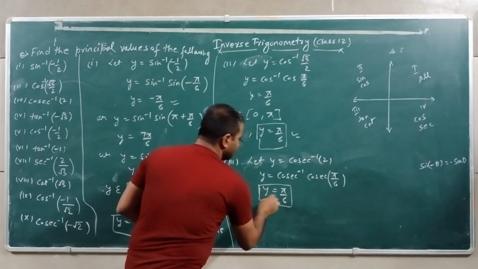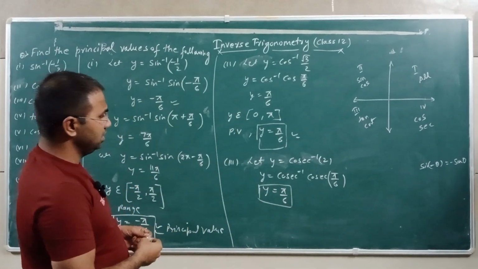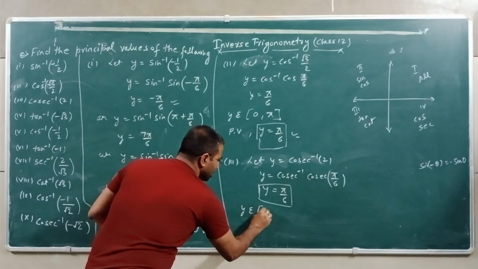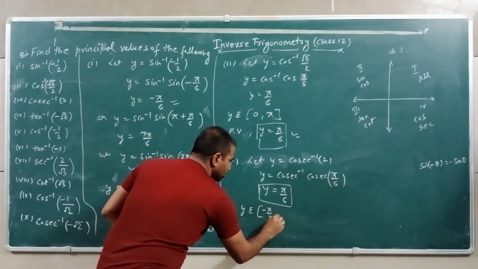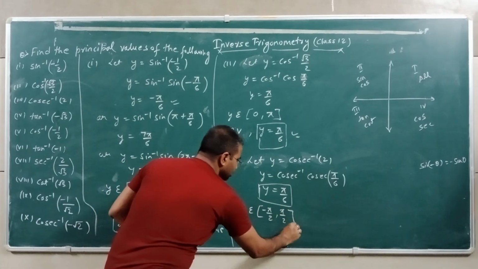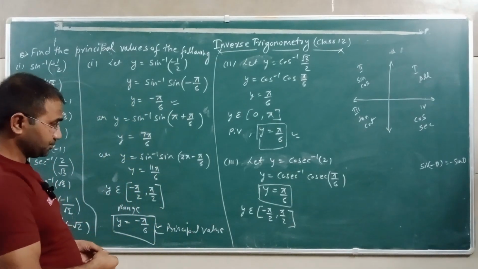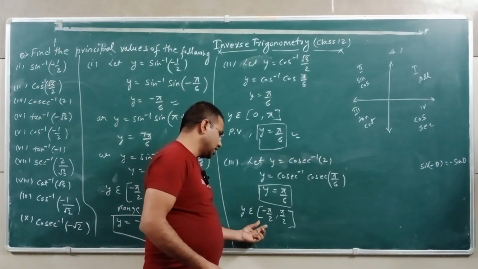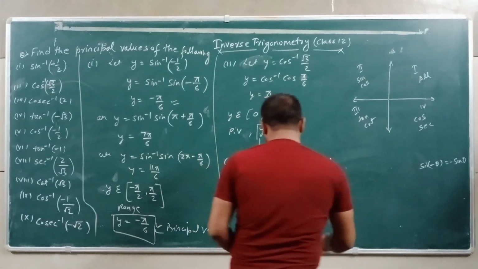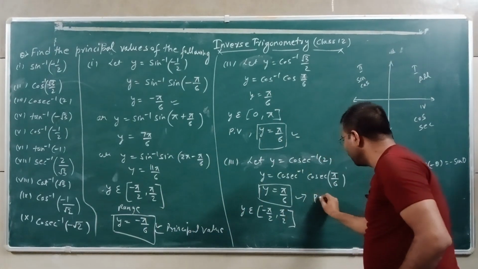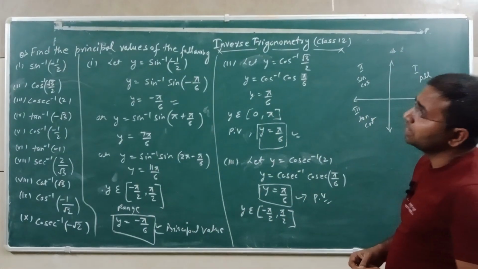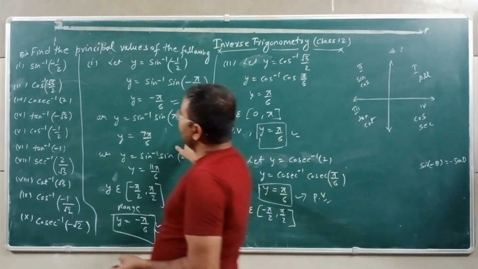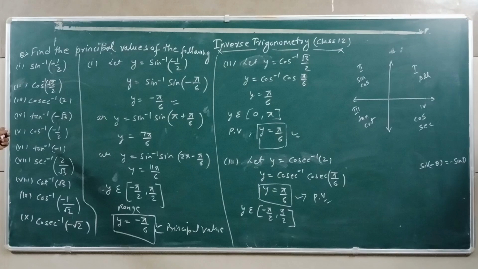And as you know, cosec is the inverse of sine. Then the range of y value will be minus pi upon 2 to pi upon 2. See here, pi upon 6 belongs to minus pi upon 2 and pi upon 2. So this is the principal value of the given trigonometric function.